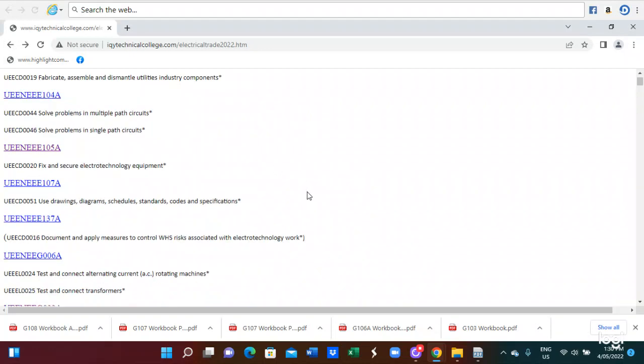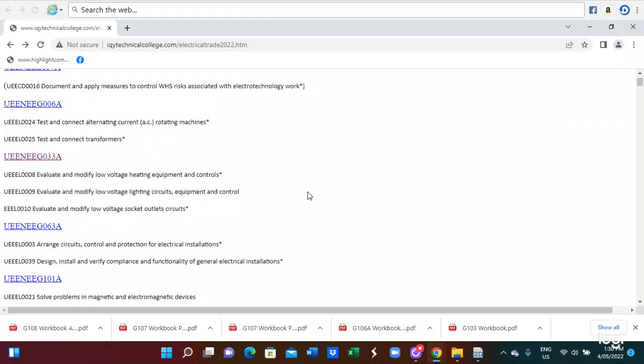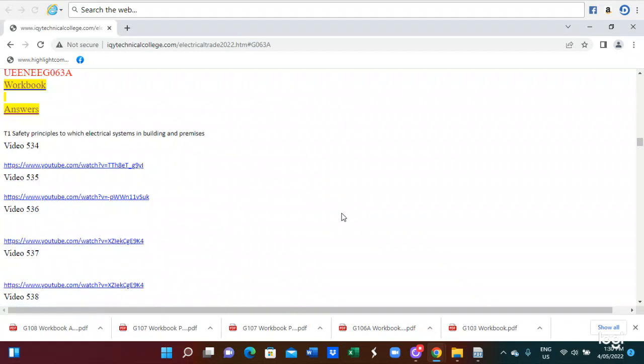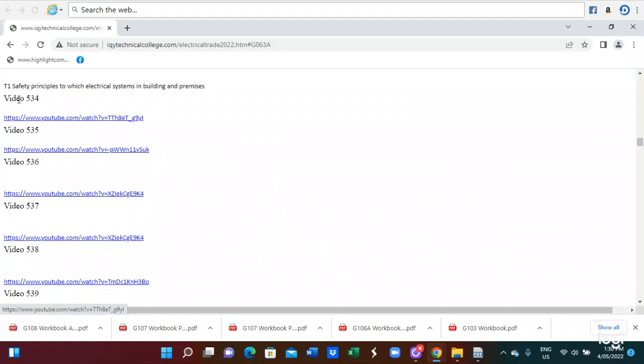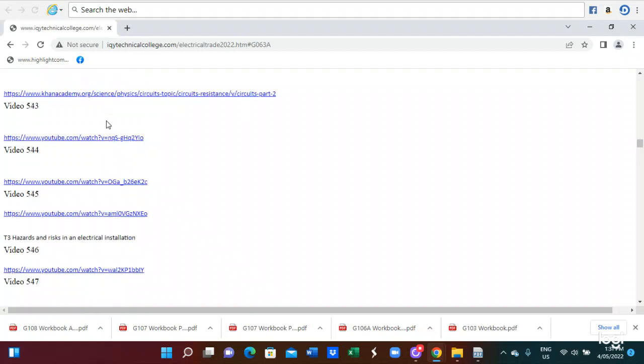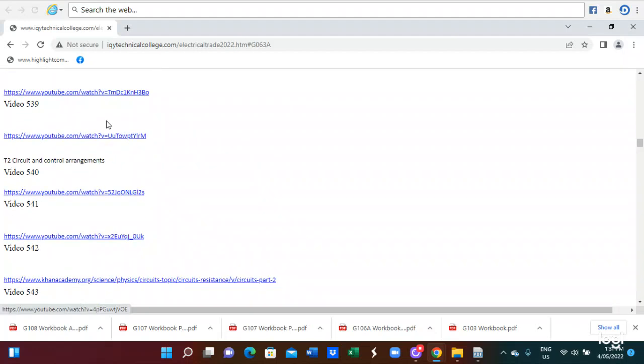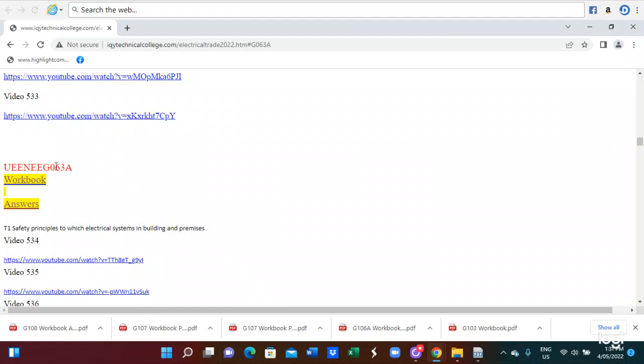Here we can do this unit UEECD0063. By clicking the G063A, you can see the workbook and the answers. This workbook is published by New South Wales, and I provide the answers. You can read the answers and workbook. In the meantime, when you do any electrical installation building, you can see the whole video as well. Now I'm talking about the G063A answer. By clicking this answer, you can see the answers for the workbook.